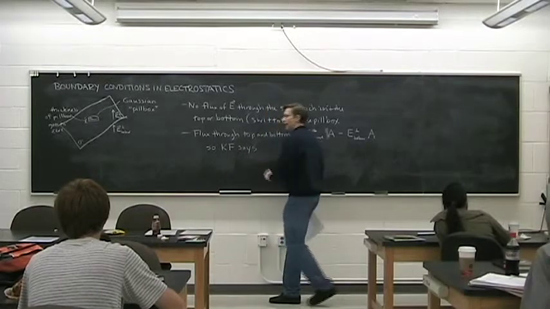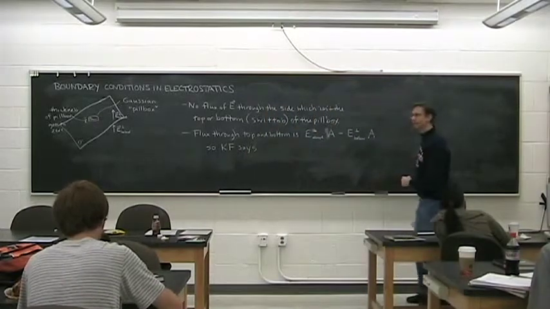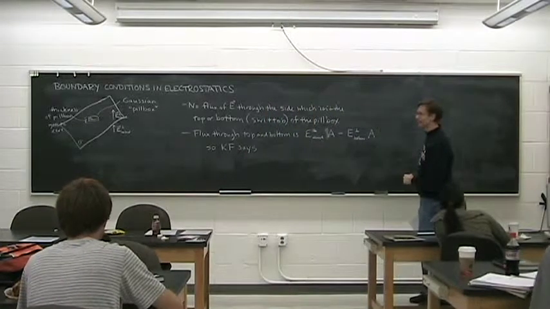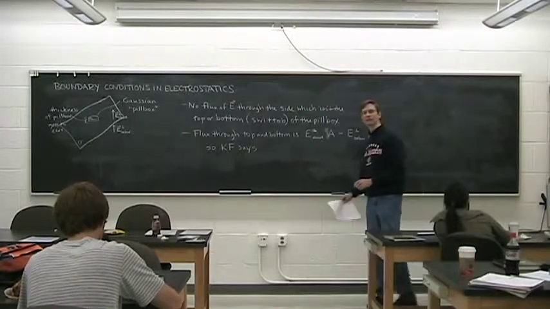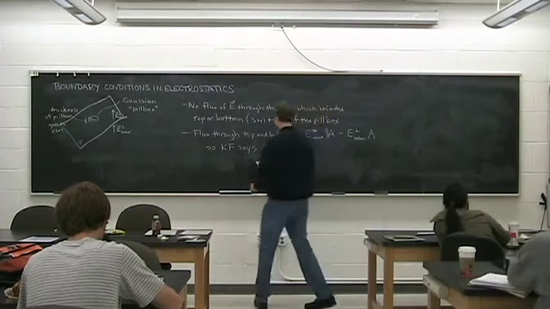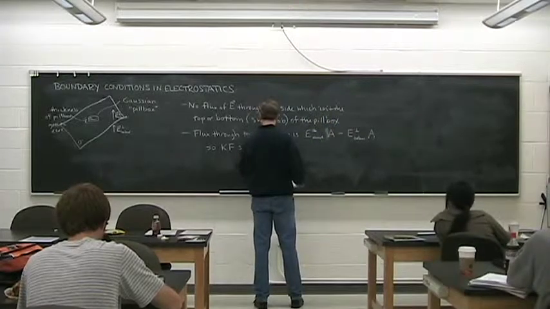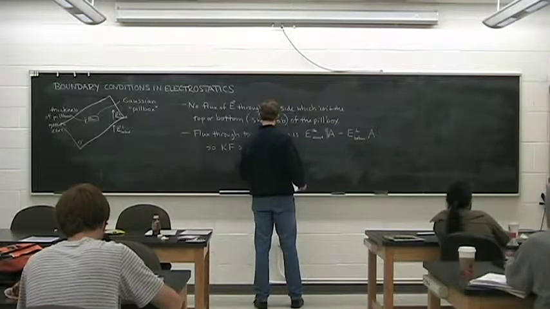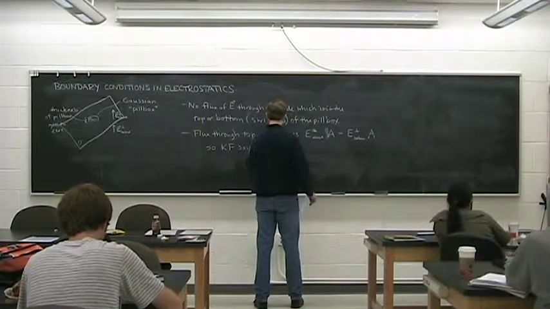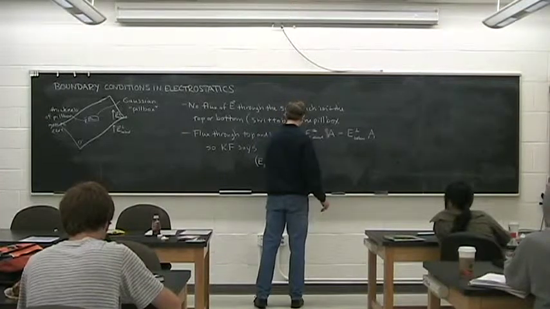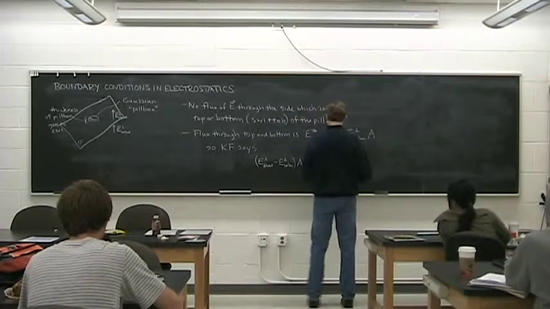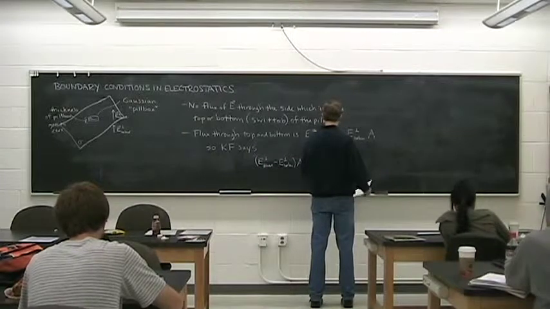So our buddy KF, who's KF? KF stands for Carl Friedrich. Yes, our buddy Carl Friedrich says that the total flux, E perpendicular above minus E perpendicular below times A, is equal to the total charge enclosed divided by epsilon naught.